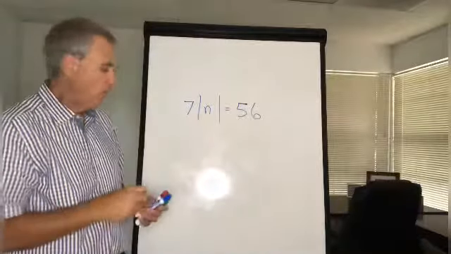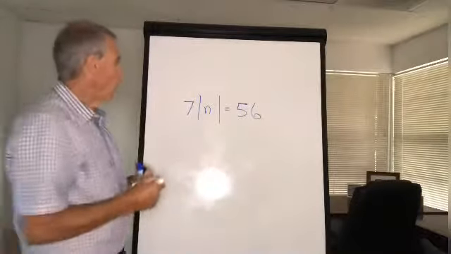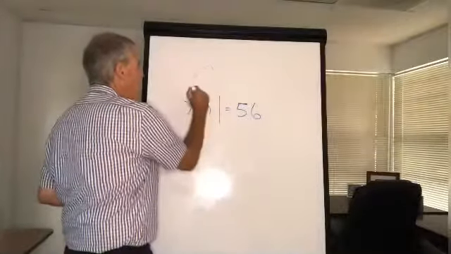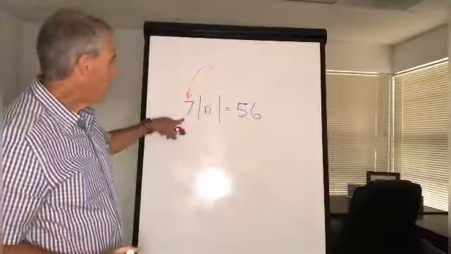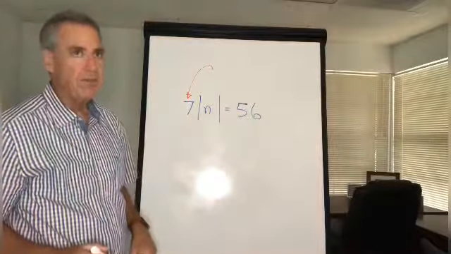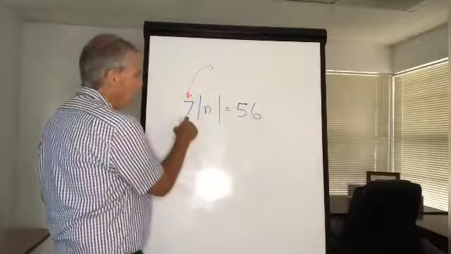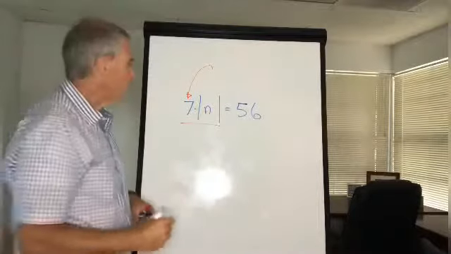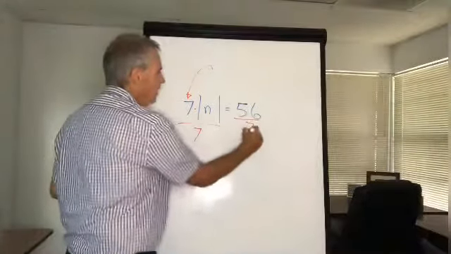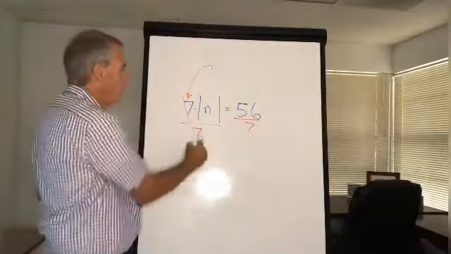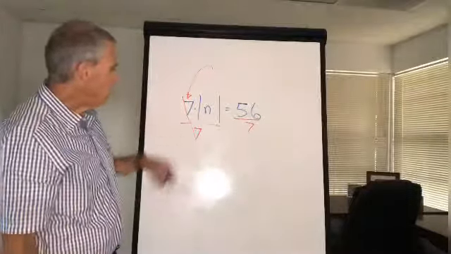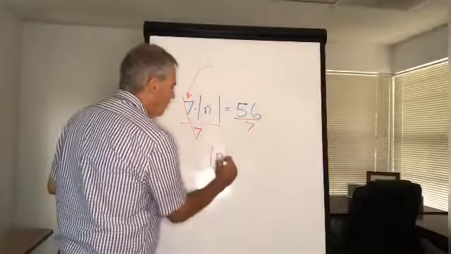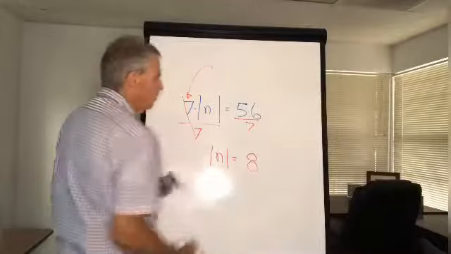The first thing I'm going to do is get rid of anything that isn't the washing machine, anything that isn't the absolute value. So this 7 is outside the washing machine. Let's get rid of it. There's no sign between the number and the absolute value, so that means multiply, and the opposite of multiply is divide. We divide both sides by 7. 7 divided by 7 is 1, which kills the 7. Now we're left with the absolute value of n is equal to 8, which is what 56 divided by 7 is.